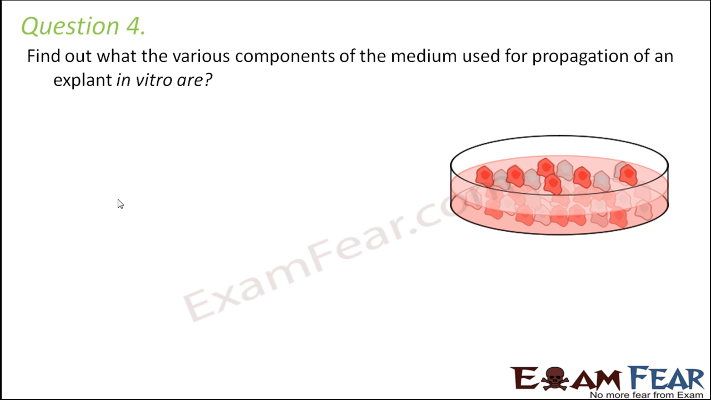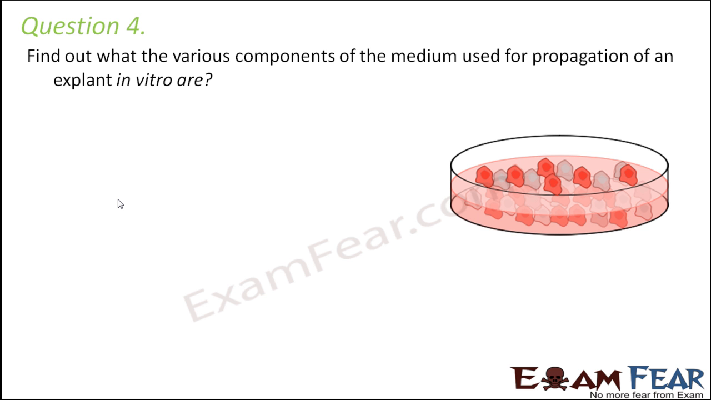Question number 4. Find out what the various components of the medium used for propagation of an explant in vitro are. Okay, now as I said, you take an explant, that is a small plant part, and then you grow it in a medium. But that medium should be rich in nutrients. So what are the components that should be present in the medium that will make it a nutrient rich medium?